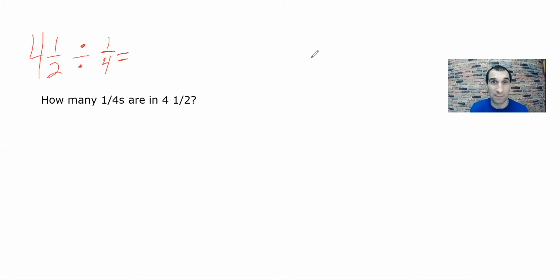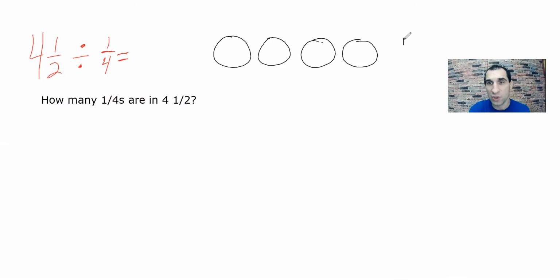so that you can visually see what's happening. So if I have 4 1/2 circles, I'm going to draw 4 circles, and then I'm going to draw half a circle. Now I'll dot that around so you can see that that's part of a full circle. And this represents my number 4 1/2. Now I'm dividing this by 1/4. Remember, I'm asking how many 1/4 are in my total number. This is 4 1/2. So how many 1/4 are in that?